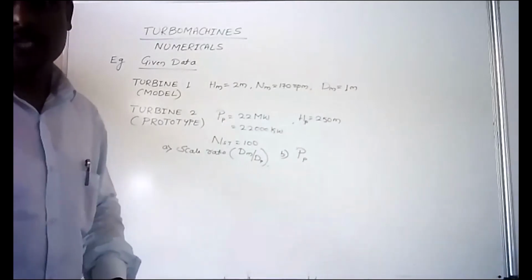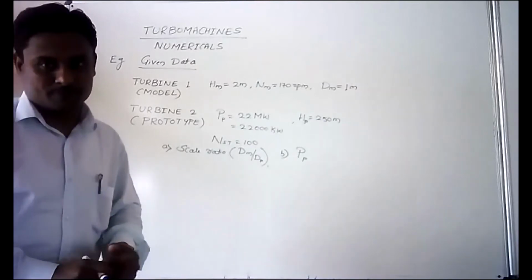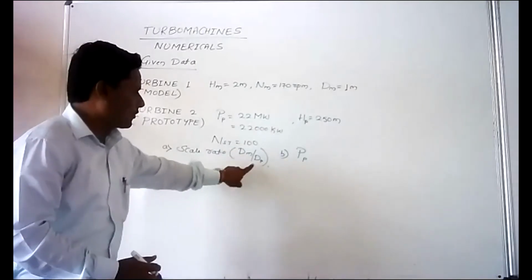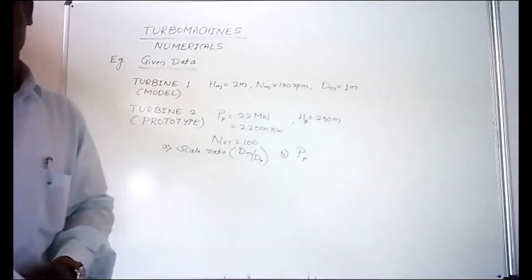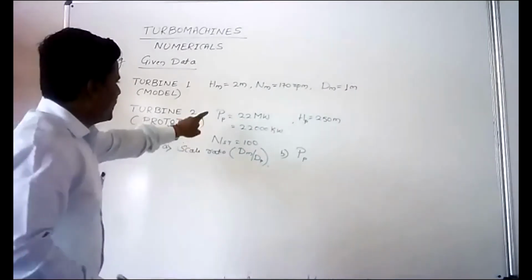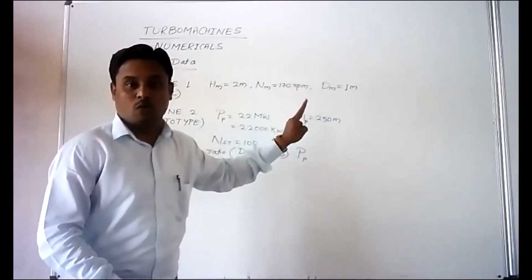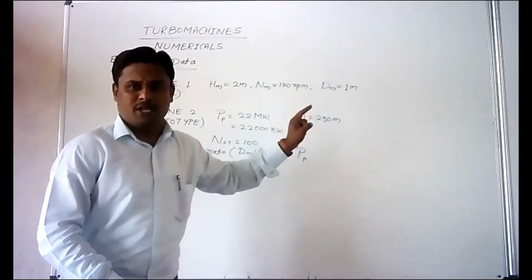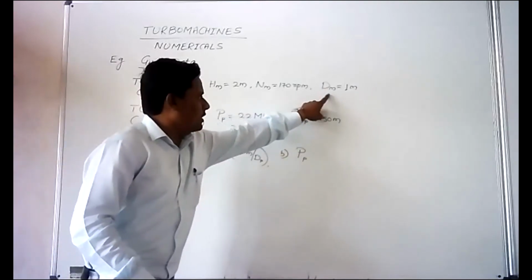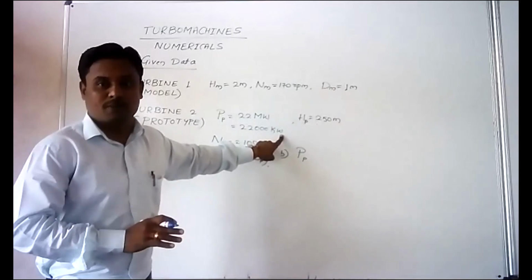Now you tell me which pi term you are going to use here. In order to get the value, which pi term do I have to use? See here, we know the value of Hm, we know the value of Hp. Both the values of H are known. But here we don't know the value of diameter. Only one diameter is known, and the second diameter we don't know.